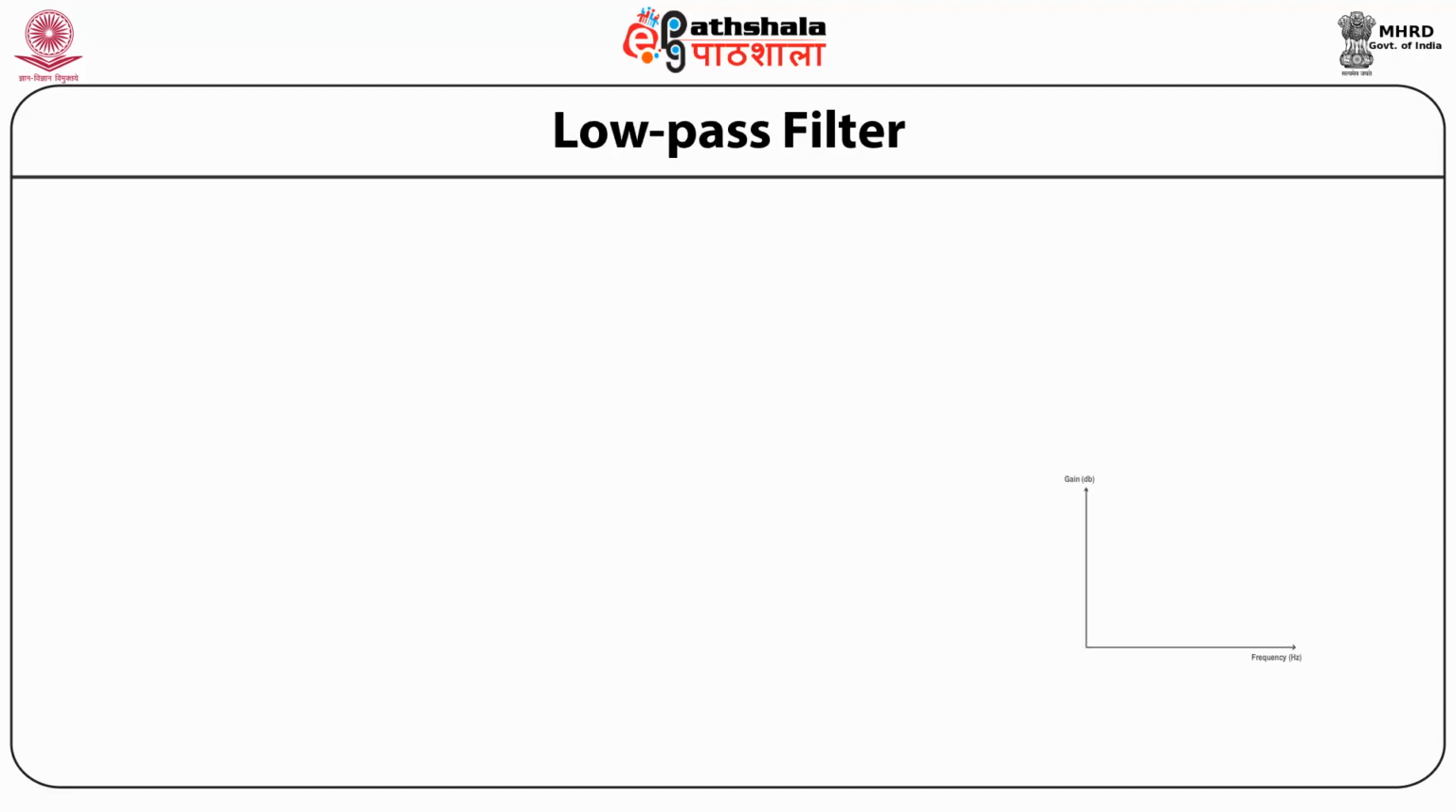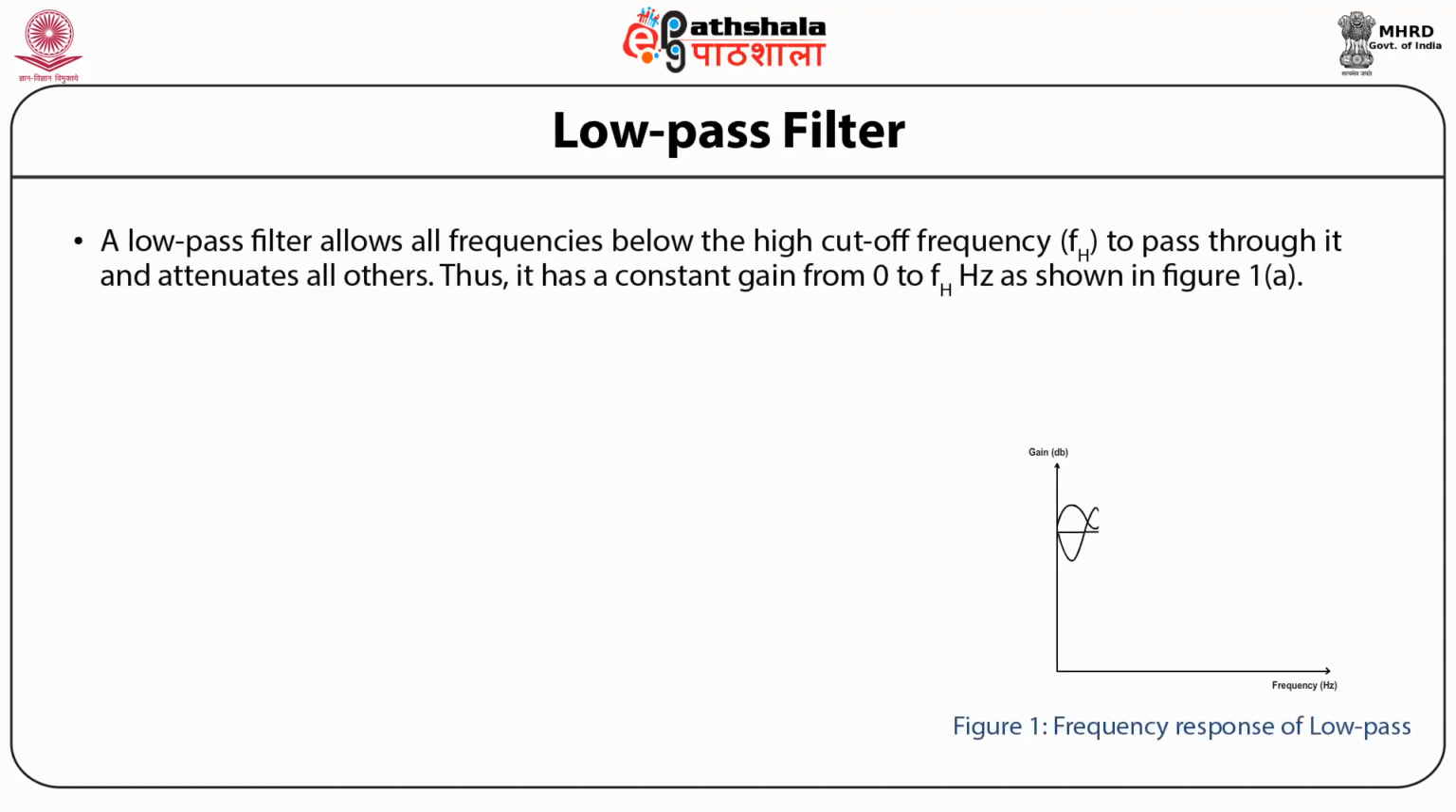Low pass filter. A low pass filter allows all frequencies below the high cutoff frequency FH to pass through it and attenuates all others. Thus, it has a constant gain from 0 to FH Hz, which is shown in the figure. Bandwidth is given by FH. At FH, the gain reduces by 3 dB, and at frequencies F greater than FH, the gain decreases with increase in input frequency.